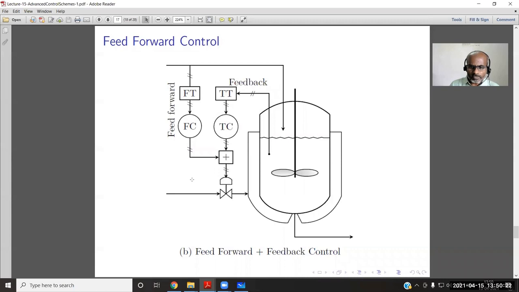And you can have this combination, feed forward and feedback. How to have that? You make the measurement of the reactor temperature. So there is a temperature transmitter that is going to the temperature controller. To the temperature controller, there is additional information coming from the flow transmitter and flow controller. So the combined effect is now given to the manipulated variable. So it is a combination of feed forward and feedback. This combined strategy is always better.